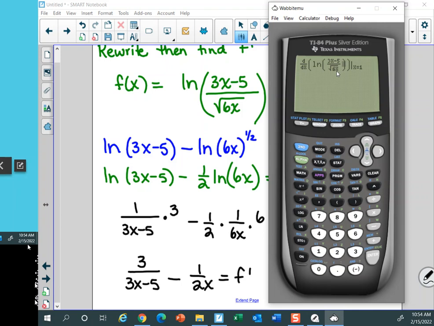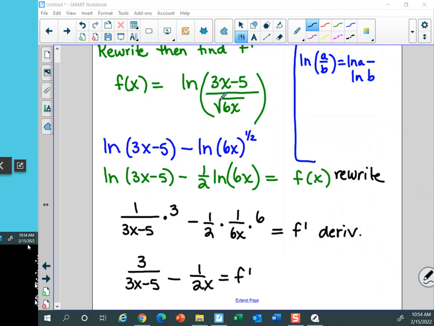Oh, poop. Okay. Yeah, I didn't think enough about that. Crap. Always should test yourself before you do things. Yeah, it's gonna tell me this doesn't exist, because this function actually doesn't exist at x equals 1. At x equals 1, this would be negative, and you can't take the natural log of a negative.